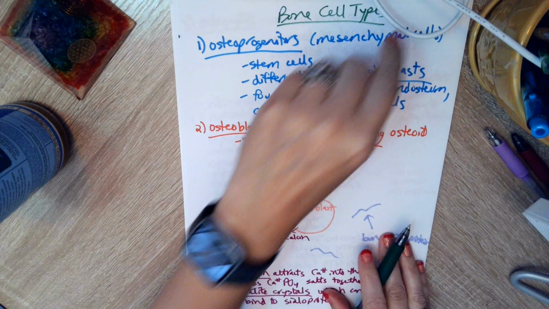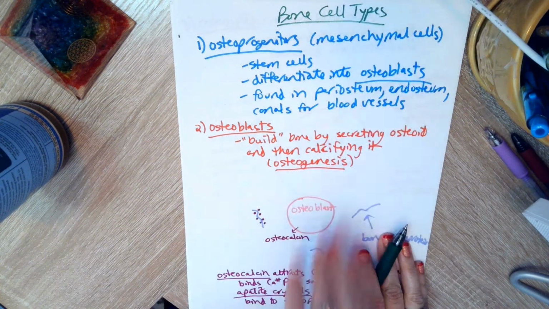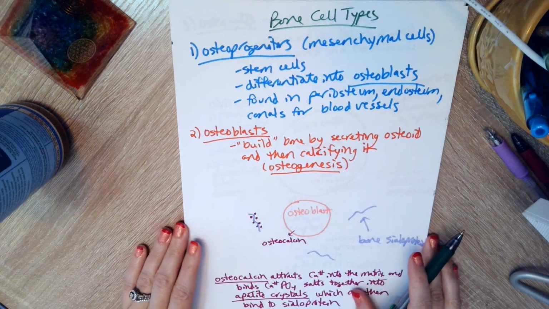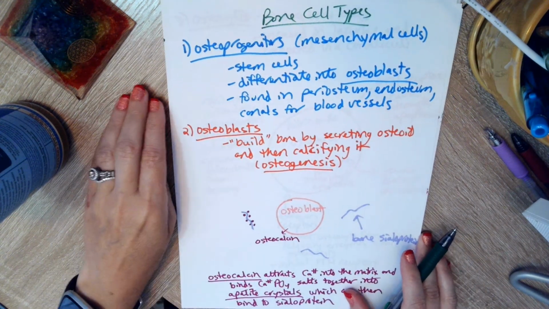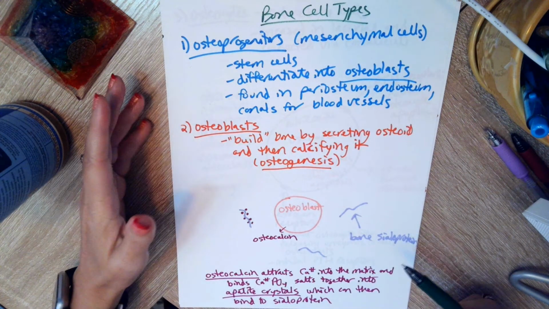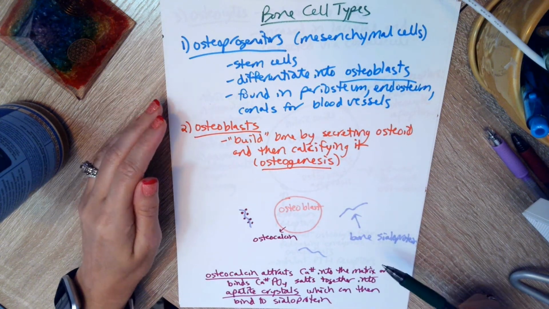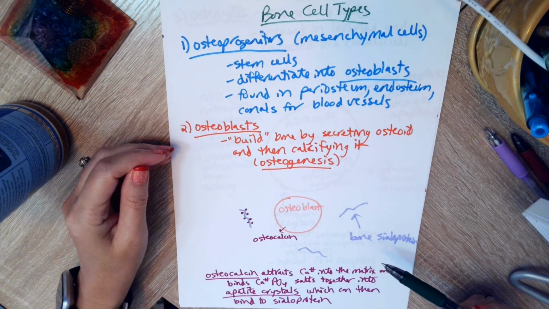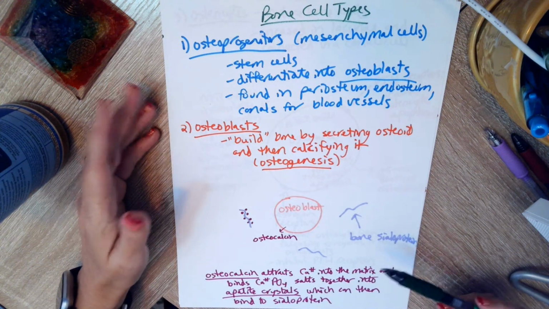Okay, so let's look at our bone cell types. Let's get that out of the way. And we're going to talk about 4 bone cell types. And these are going to be the cells that are essentially doing the work of bone, which is storing calcium and saving it for release for later if you need it.